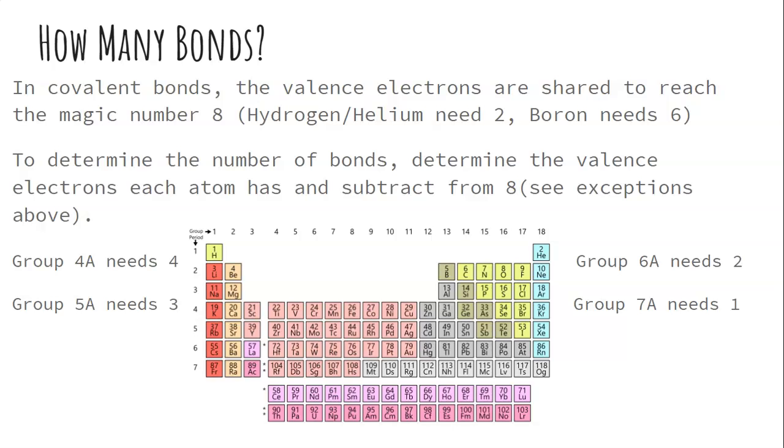To determine the number of bonds, we determine the number of valence electrons each atom has and subtract from 8. And of course, like I said, see the exceptions above. So group 4 needs 4, group 5 needs 3, group 6 needs 2, and group 7 needs 1.